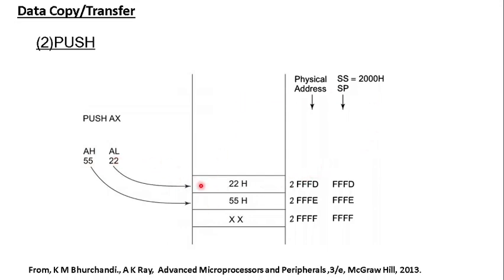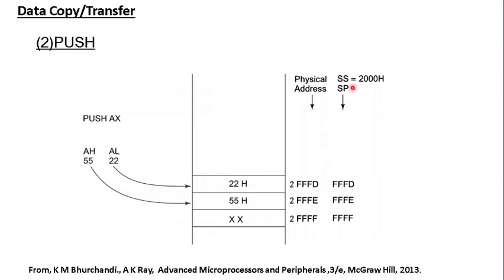Then let's see how the addressing happens here, or how the SP varies here. SP was initially FFFF before 55 and 22 were pushed inside. In order to push 55, first SP has to be decremented by 1. So it will be decremented to FFFE, and then 55 will be pushed inside. Then in order to push 22, again FFFE should be decremented by 1. So we will have FFFD, and then 22H will be pushed.